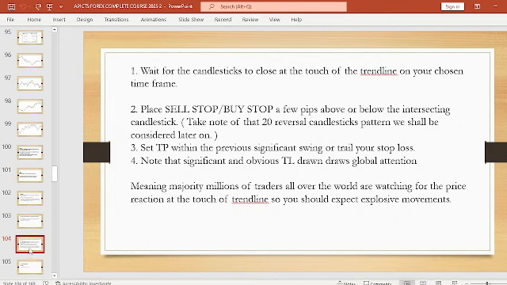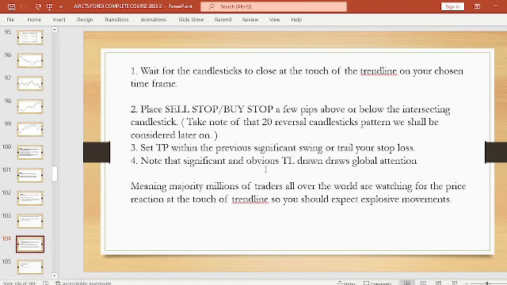It gives you a lot of chances to avoid multiple errors. Then it fine-tunes and sharpens your strategy. It gives you the opportunity to avoid a false breakout. Wait for the candlestick to close at the touch of the trend line on your chosen time frame. Place a sell stop or buy stop a few pips above or below the intersecting candlestick. And then number 3, set TP within the previous significant swing or trail your stop loss.